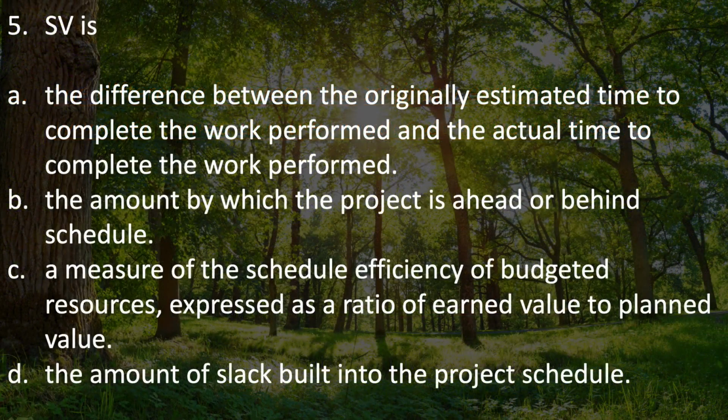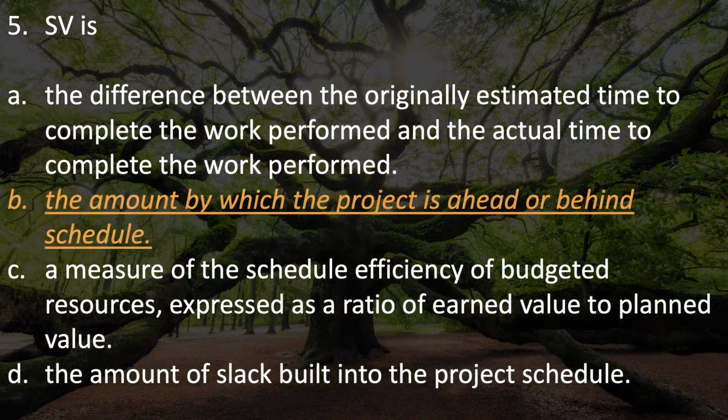Number 5. SV is A, the difference between the originally estimated time to complete the work performed and the actual time to complete the work performed. B, the amount of time by which the project is ahead or behind schedule. C, a measure of the schedule efficiency of budgeted resources expressed as a ratio of earned value to planned value. Or D, the amount of slack built into the project schedule. The correct answer is B, the amount by which the project is ahead or behind schedule.